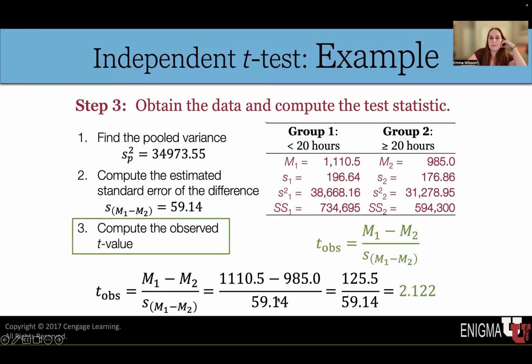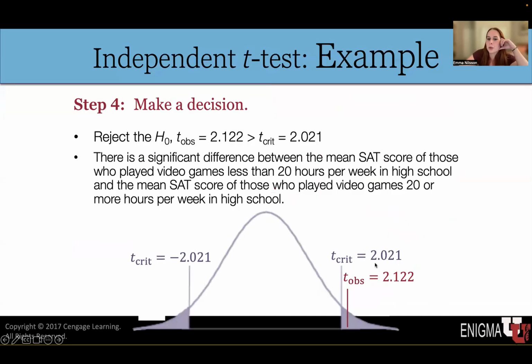And we put that right here in our denominator of the T statistic. Thus, our T statistic, our observed T value, is going to be 2.122. Now, if you remember, our critical values were 2.021. Since our observed T statistic is within the critical zone, it's higher than our positive T critical value, we're going to reject the null hypothesis and say that there is a significant difference in the SAT scores of those who played video games less than 20 hours per week in high school and those who played video games for 20 hours or more per week in high school.